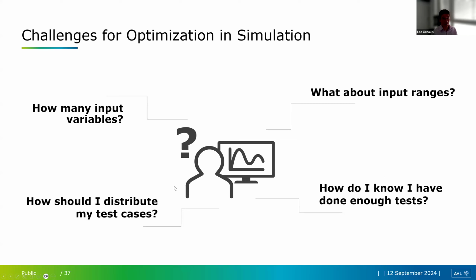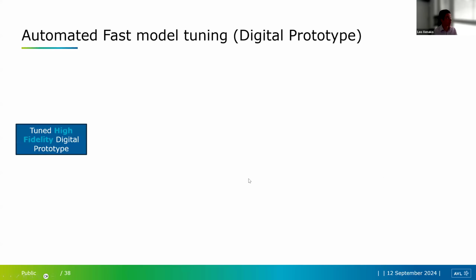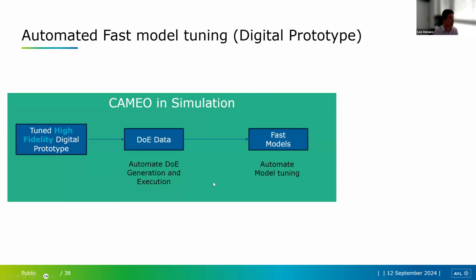Cameo allows you to do this with very little input, and hopefully we'll see a little bit of this. Just to show the general workflow of what we're about to show, you have your tuned high fidelity digital prototypes already. You're going to do some DOEs, design of experiments. This is where you're choosing which input variables or stimuli you're sending to your simulation in order to run things.